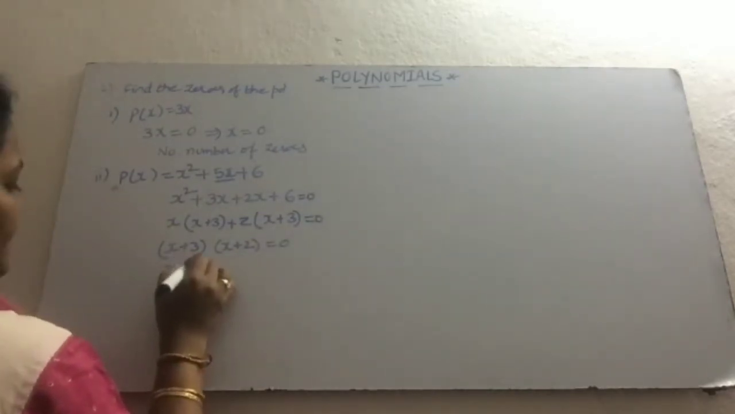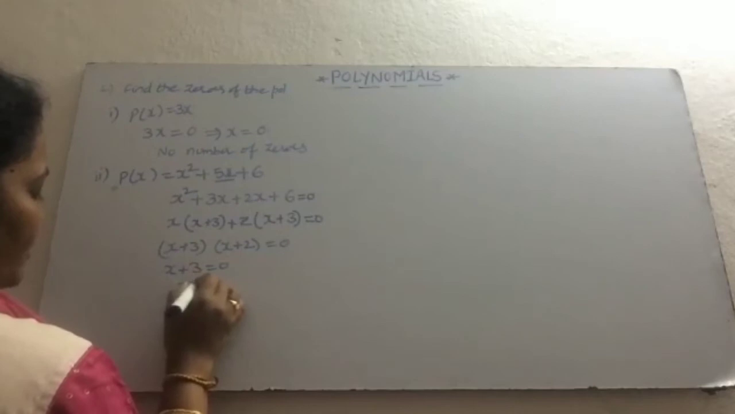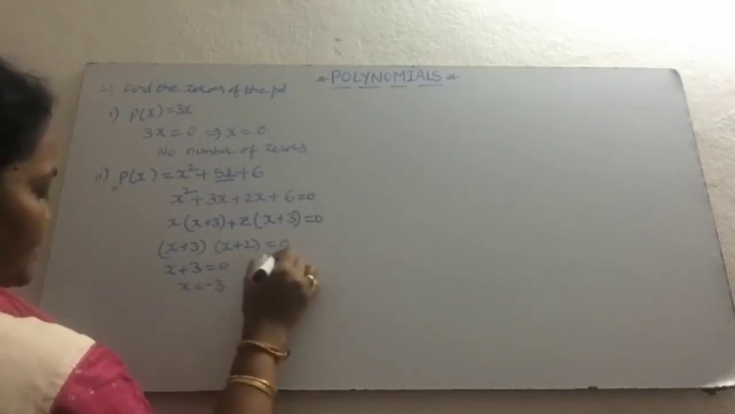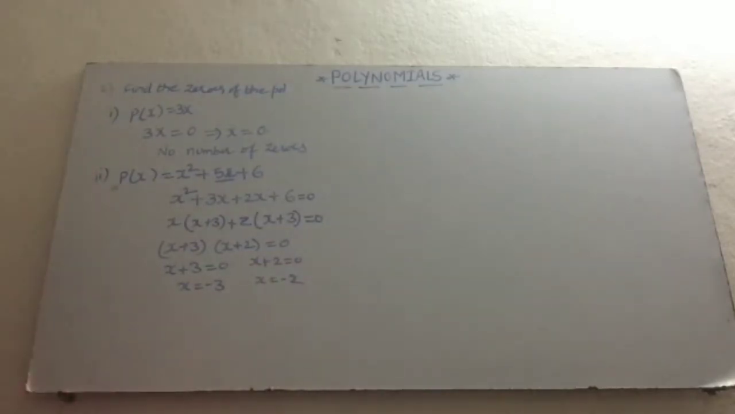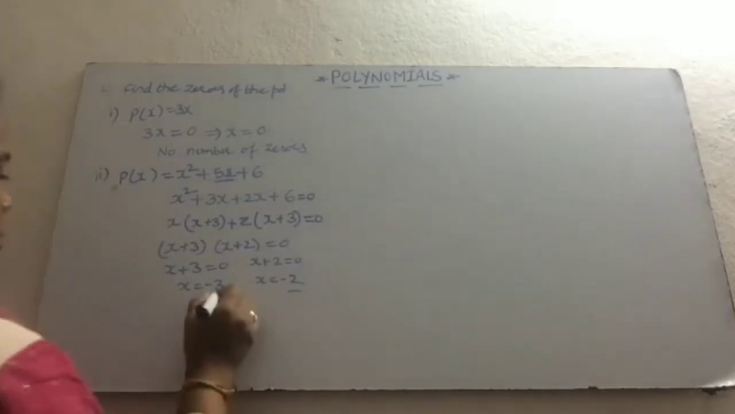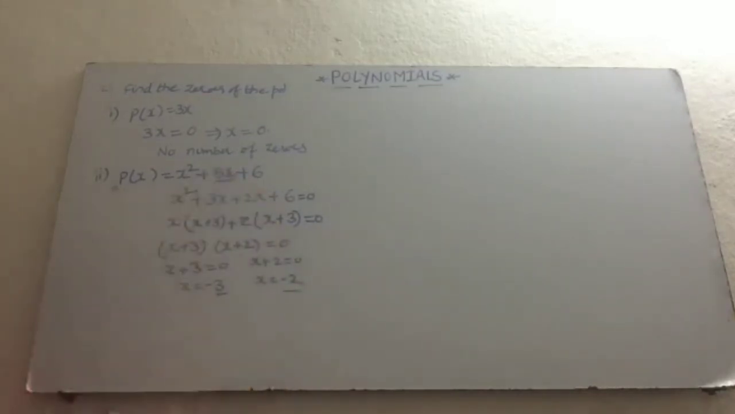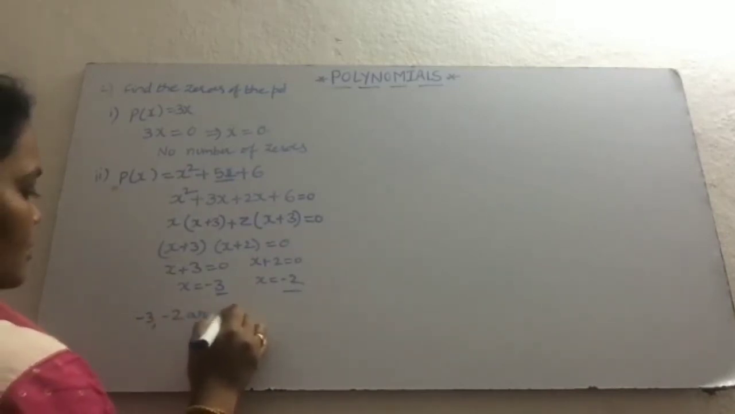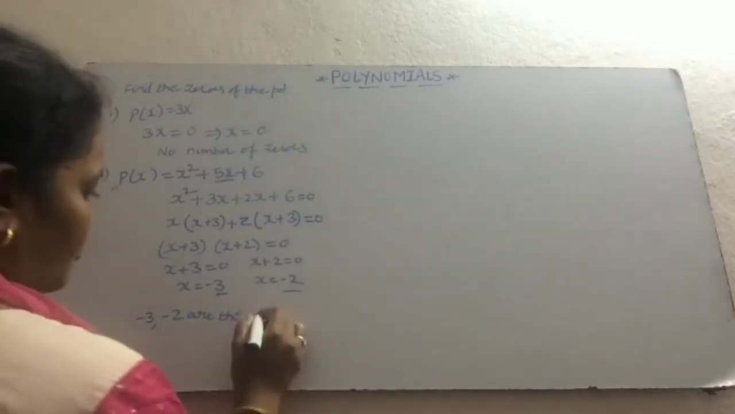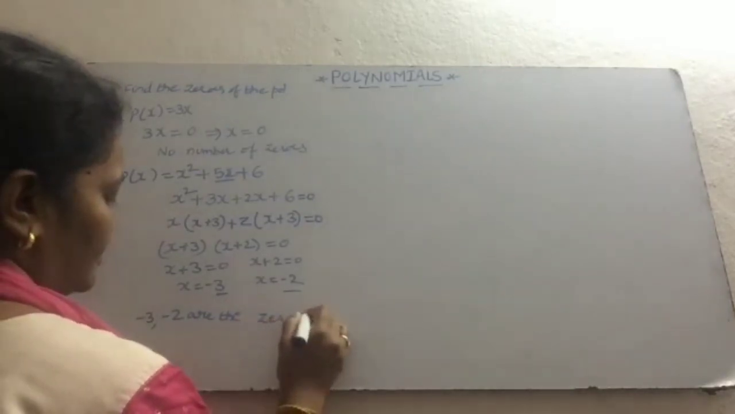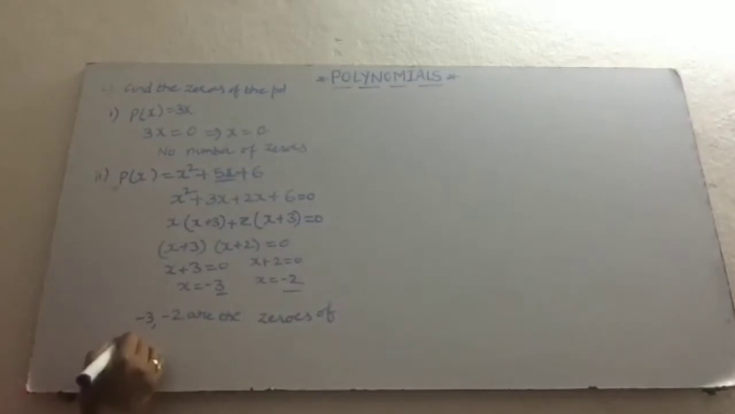If x plus 3 is equal to 0, then the value of x equal to minus 3. And if x plus 2 is equal to 0, then the value of x equal to minus 2. So minus 3 comma minus 2 are the roots of this equation. So minus 3 comma minus 2 are the zeros of the polynomial.